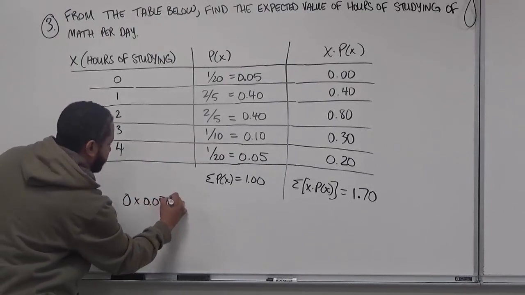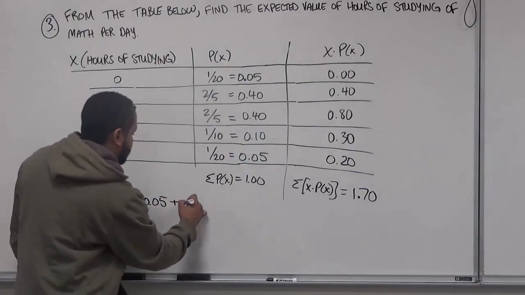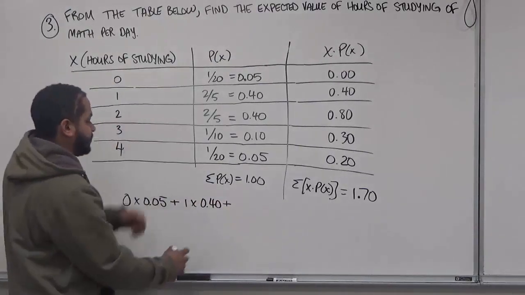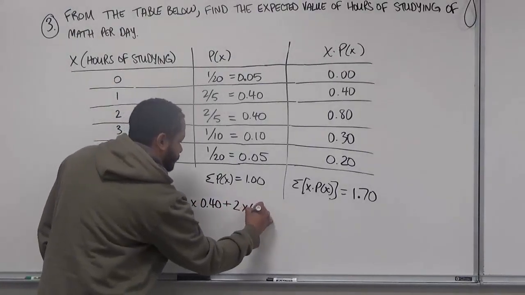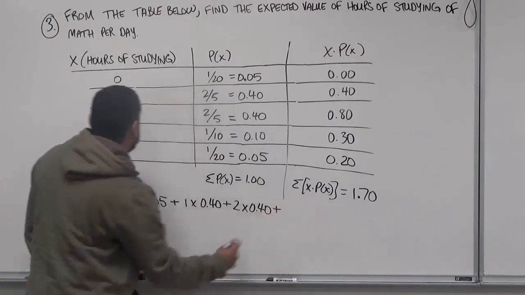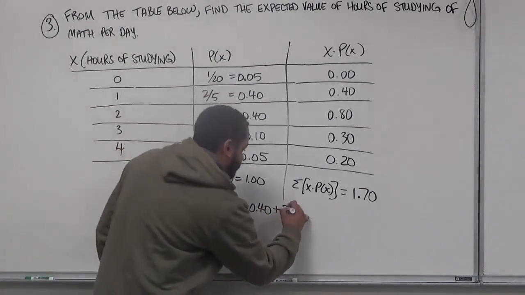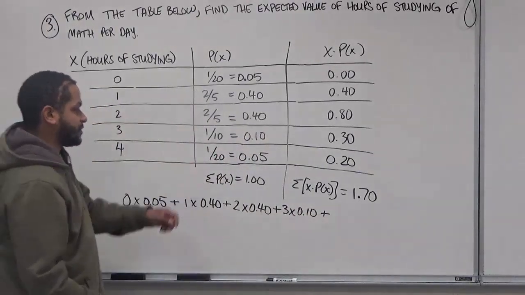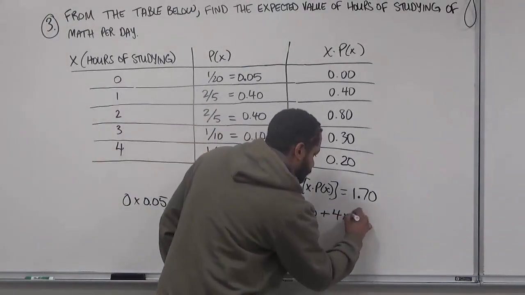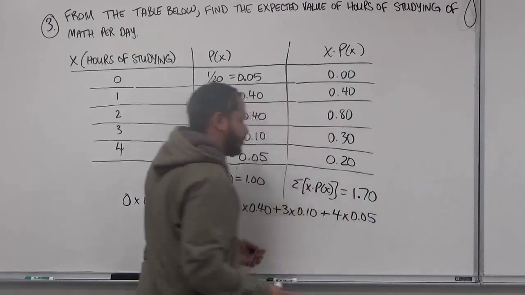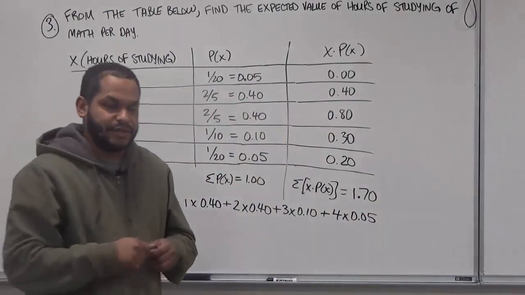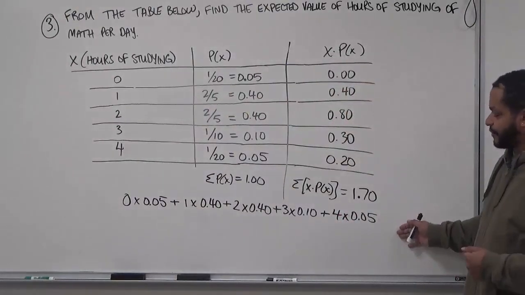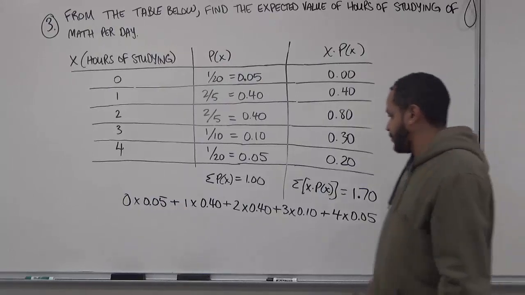So we have 0 times 0.05, plus 1 times 0.40, plus 2 times 0.40. We're adding to that 3 times 0.10, plus 4 times 0.05. And this is useful because this is exactly how it looks on your calculator when you're calculating it. Since you're mainly using your calculator to do these calculations, it's essential to do it this way.